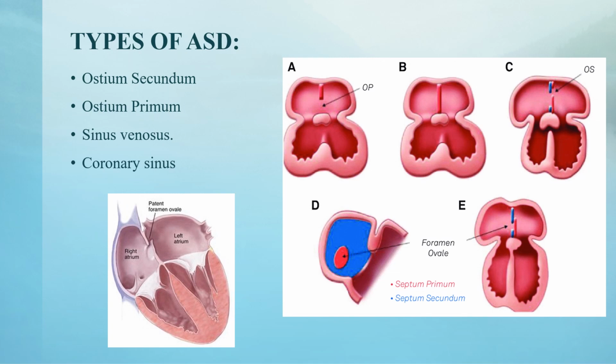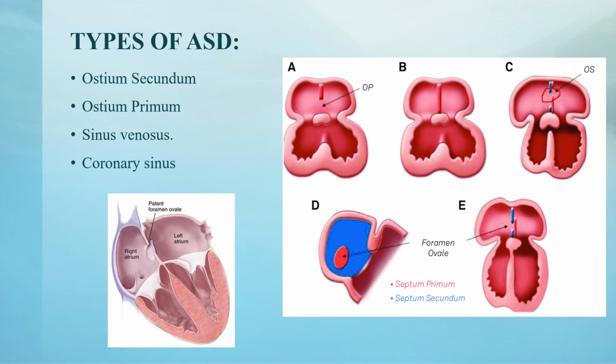There are four different types of ASD, means there are four different types of atrial septal defect. So what are they? First, ostium secundum, second, ostium primum, third, sinus venosus, and fourth one is the coronary sinus. So what is ostium secundum? This is the most common type of ASD and occurs in the middle wall of the interatrial septum. Can you see here? So it occurs in between the walls of the interatrial septum. So this is the ostium secundum.